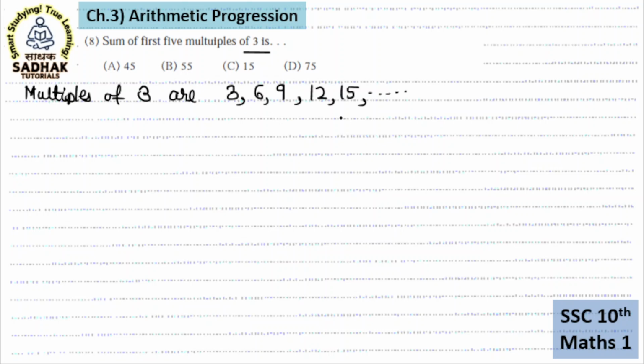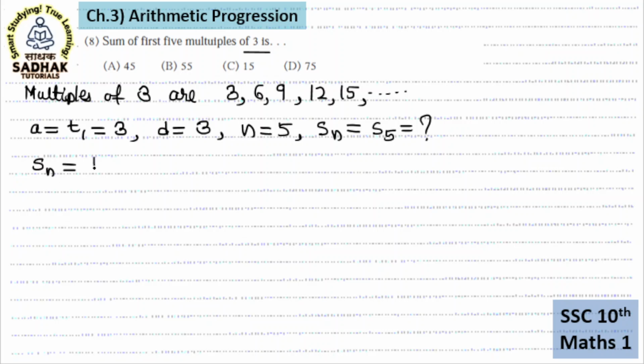So we can see this is an AP where a is equal to T1, that is the first term, that is 3. d is equal to the difference between the consecutive terms, so that is 3 here. Okay, first 5 multiples, that means n is equal to 5. Right? So we have to find out S5. Okay, so what is the formula for Sn? Sn is equal to n upon 2 bracket 2a plus (n minus 1) bracket close d. So this is the formula.